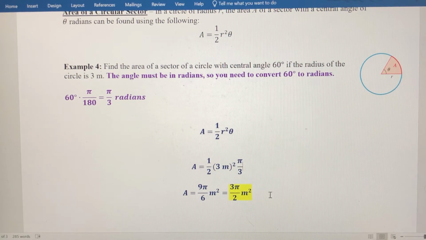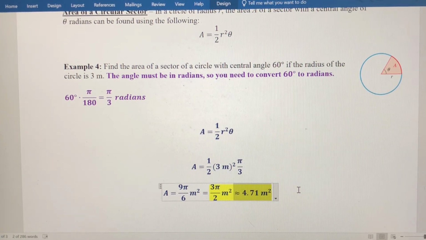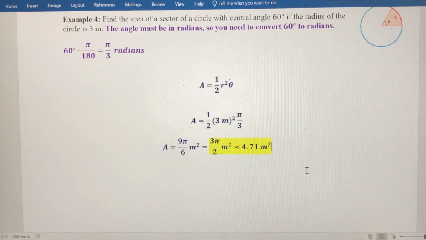If you're looking for an exact answer, this is exact. If you need an approximate answer, which might have a little more meaning to you, go ahead and use a calculator, and 3 pi over 2 is approximately 4.71. So the area of this sector right here would be approximately 4.71 meters squared. Now, just like in the arc length video you just watched, you can solve for any of these variables. So I'm going to do one more example where we solve for the central angle theta.